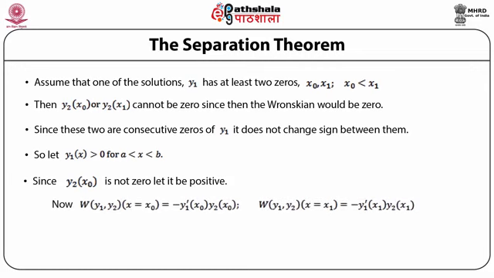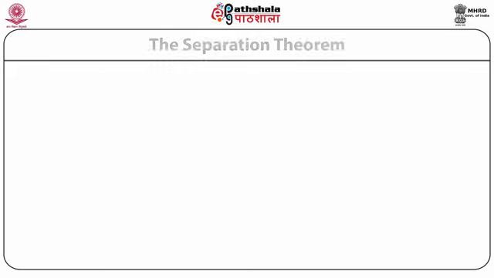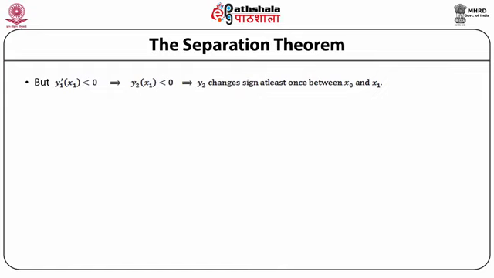Now the Wronskian w of y1, y2 at x is equal to x0 is equal to minus y1 prime of x0 into y2 of x0. Similarly, w of y1, y2 at x is equal to x1 is equal to minus y1 prime of x1 into y2 of x1, where y1 prime of x0 is greater than 0, which implies w of x0 is less than 0. Now, the Wronskian cannot change sign between x0 and x1. But y1 prime of x1 is less than 0. This implies that y2 of x1 is less than 0. Hence, y2 changes sign at least once between x0 and x1.